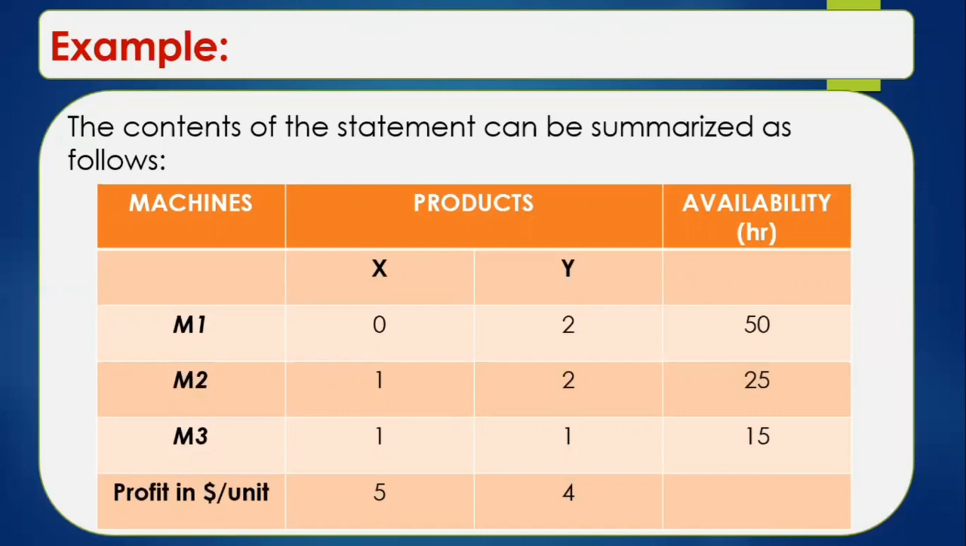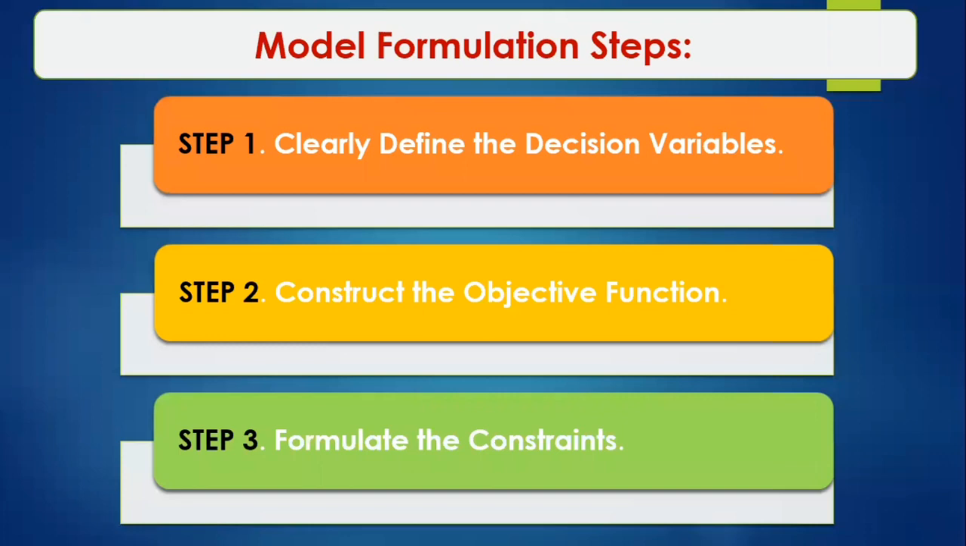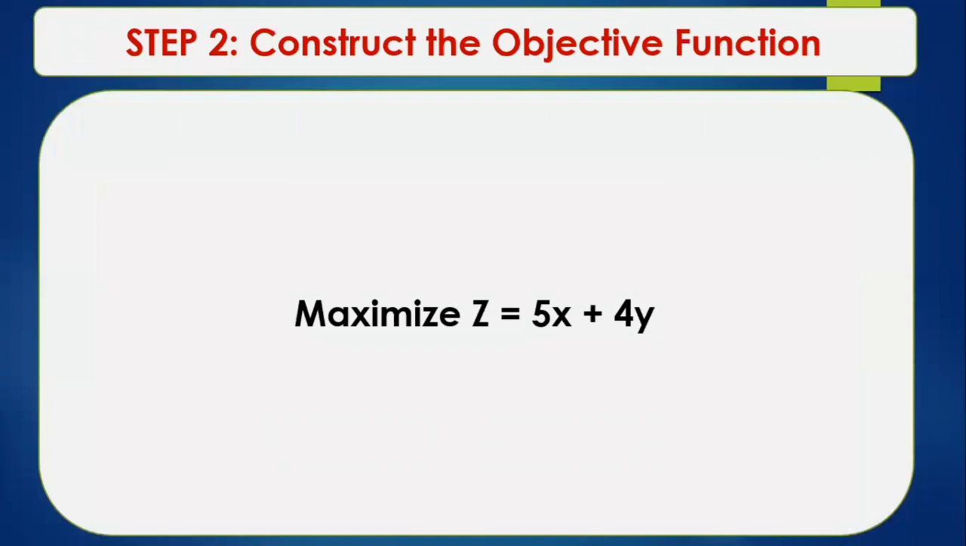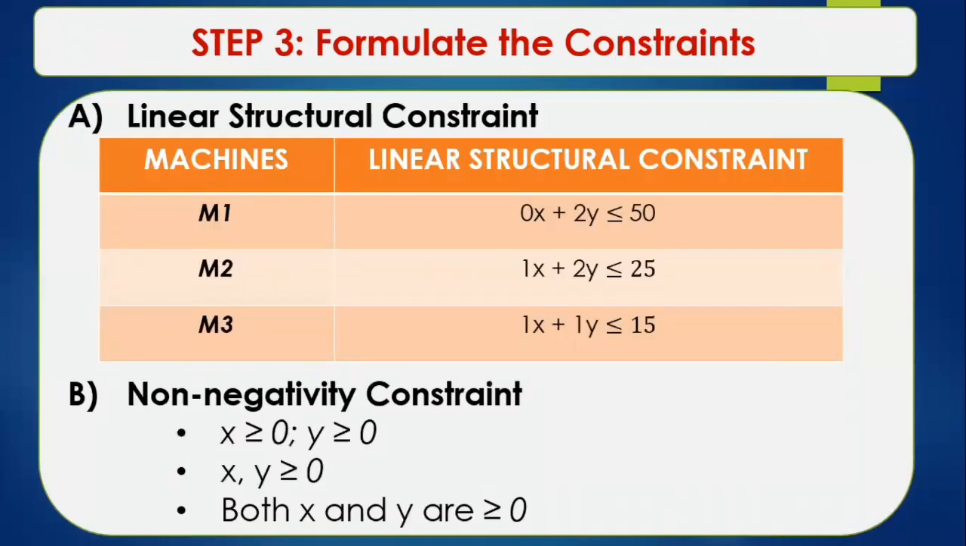For machine 1, we have a capacity of 50 hours. Machine 2 has 25 hours. And finally, machine 3 has 15 hours. This being considered, the utilization of machine hours by product X and product Y should not exceed the available capacity. So our linear structural constraint should be this one. So this is how it looks like, okay? We have to create 3 linear structural constraints. Why 3? Because we have 3 machines.